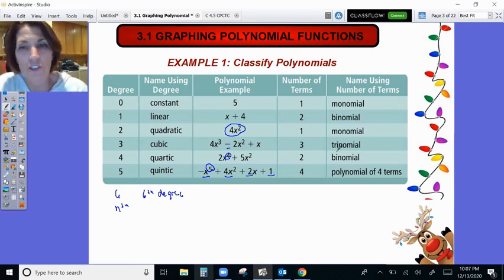Because we don't have a special name beyond a trinomial, we just start calling it a polynomial of 4 terms, 5 terms, and so forth, okay? So you might want to write that table down or take a picture and make sure you have a reference to that.